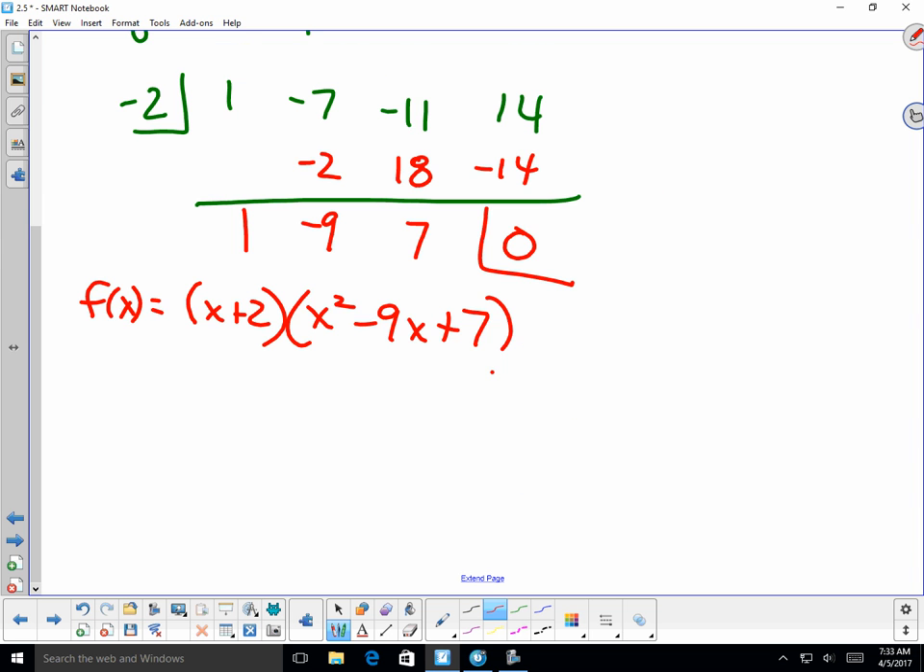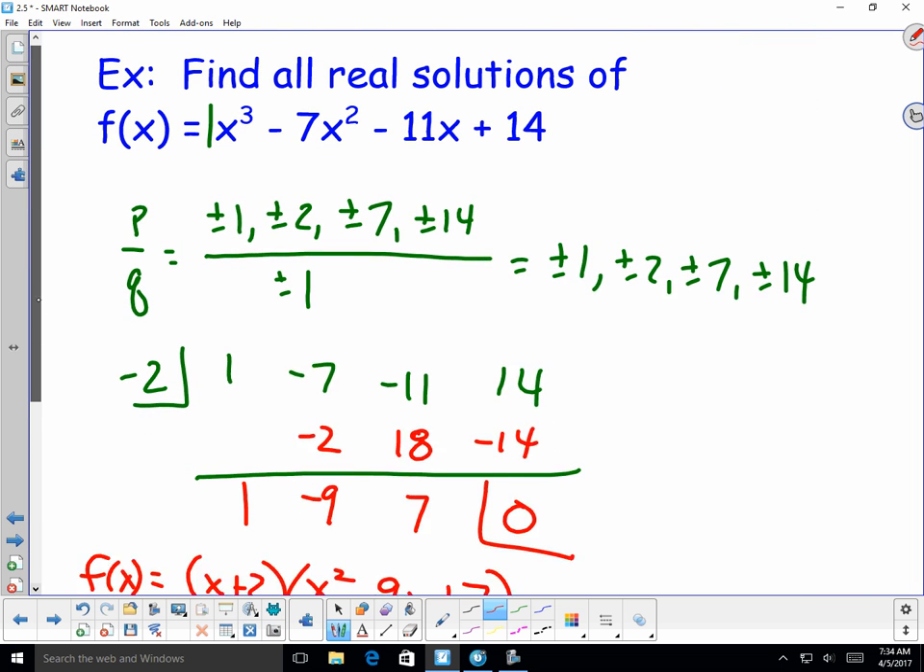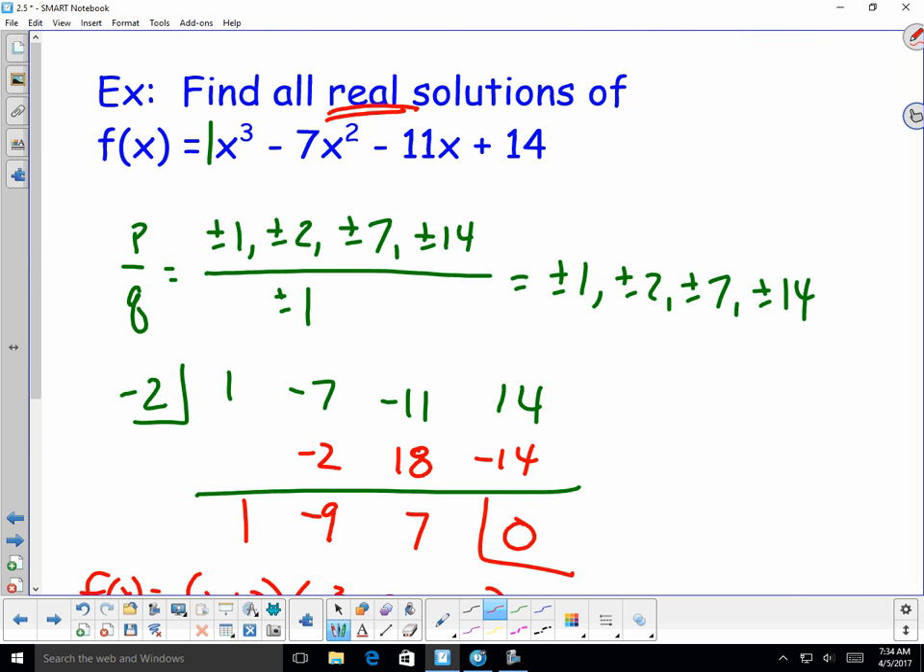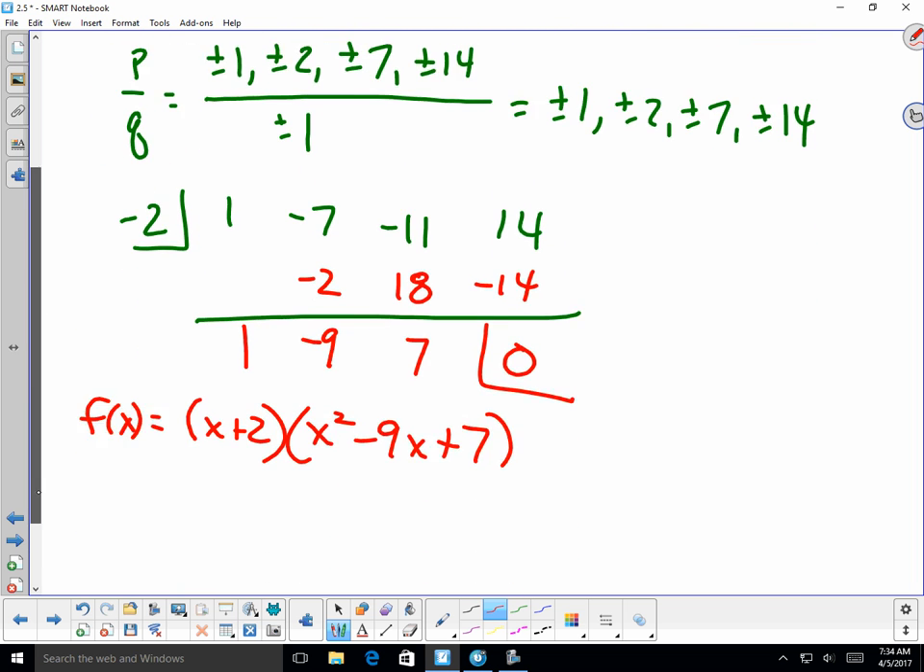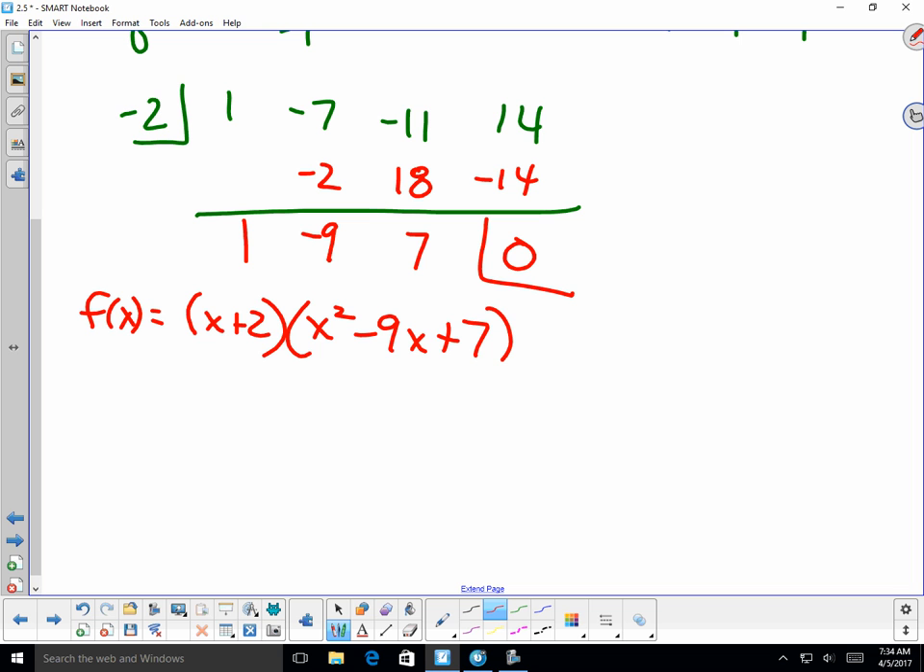All right, does this factor? The product would be 7, the sum would be -9, not looking good. So I don't think it's factorable. So guess what we have to do to find the remaining zeros? Because the directions say find all real zeros, they might be irrational instead of rational. So we need to do quadratic formula.